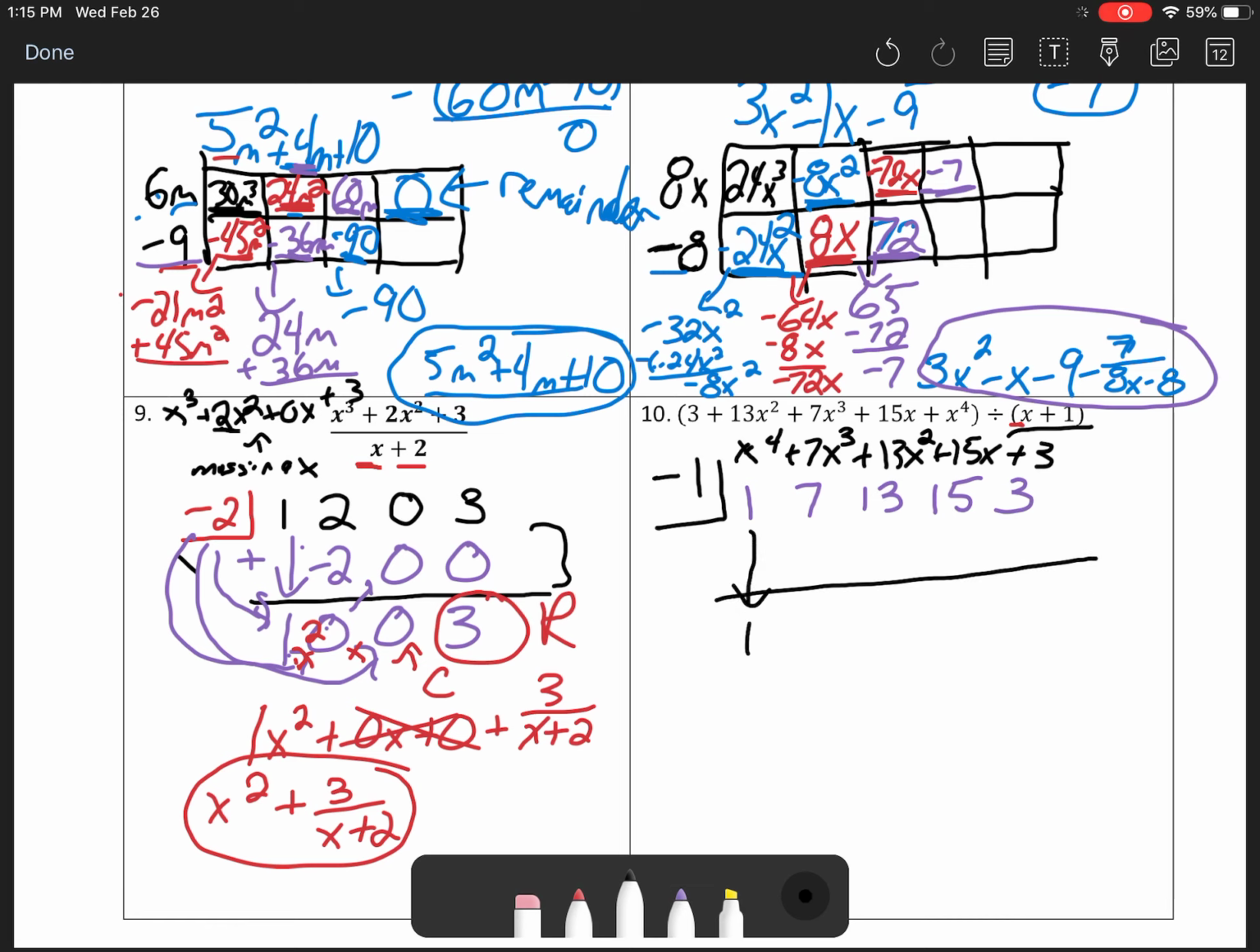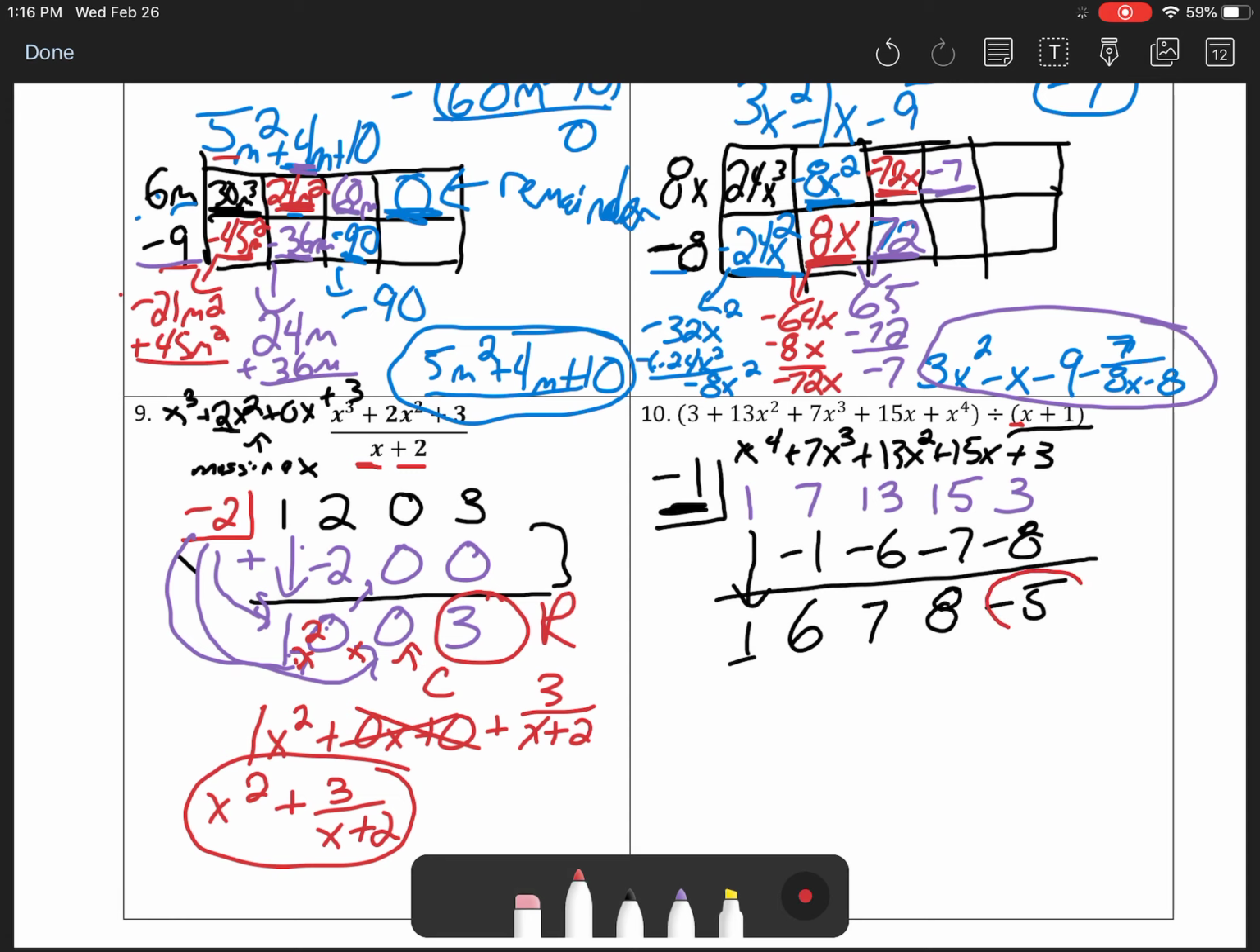So I bring my 1 down. Negative 1 times 1 is negative 1. 7 plus negative 1 is 6. Negative 1 times 6 is negative 6. 13 plus negative 6 is positive 7. Negative 1 times positive 7 is going to be negative 7. 15 plus negative 7 is going to give me 8. Negative 1 times 8 is negative 8. Negative 8 plus 3 is negative 5.